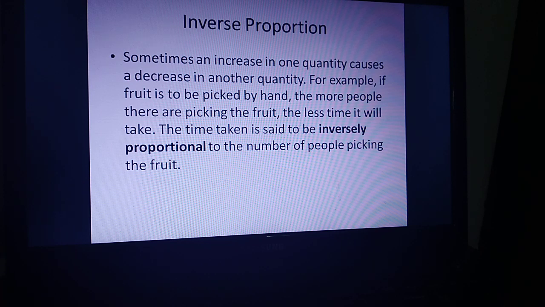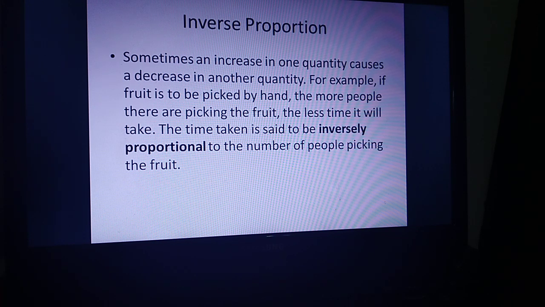Today's lesson is about inverse proportion. Last week, we finished talking about direct proportion, التناسب الطردي. Today, we're going to begin talking about inverse proportion. This means that when one value is increased or goes up, the other value decreases or goes down.